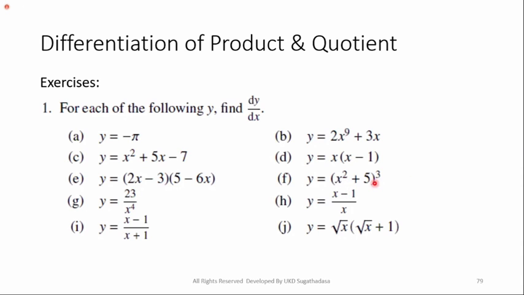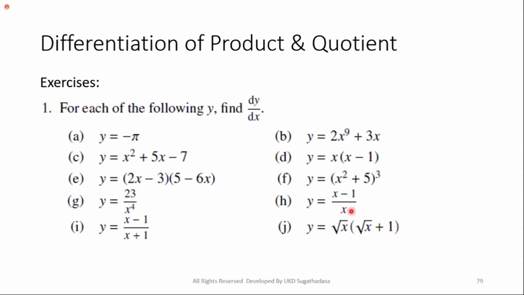First find (x squared plus 5) squared. Multiply that one by x squared plus 5. Then again another method, that one. Part G very simple. 23x to the power minus 4. It's very simple. You can differentiate easily.